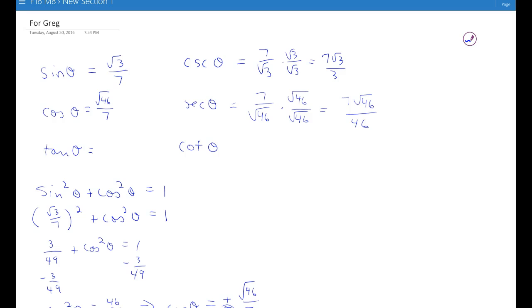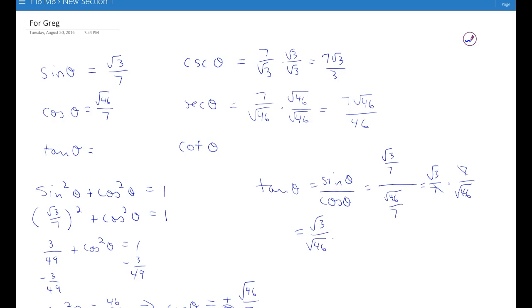Or you can use the fact that the tangent of theta equals the sine of theta over the cosine of theta. So it's root 3 over 7 over root 46 over 7. But dividing by a fraction means you actually multiply by the reciprocal. The 7's will cancel. So I'll get root 3 over root 46, which I should rationalize if I want my math lab to take my answer.